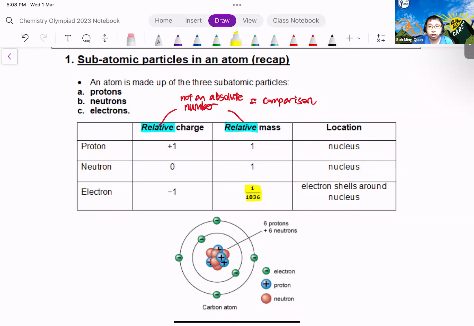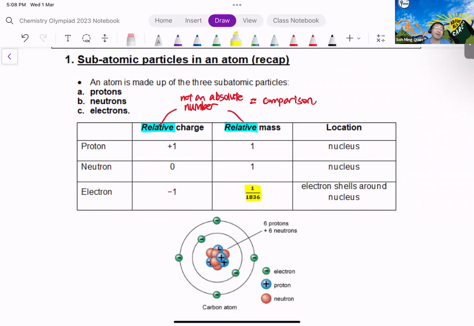Similarly, in terms of charge, it's also relative. Protons have a positive charge. Electrons have a negative charge. Whereas neutrons do not have any charge. Okay, so hopefully we remember this table well. Hopefully we also remember the locations of each of these particles in the atom.